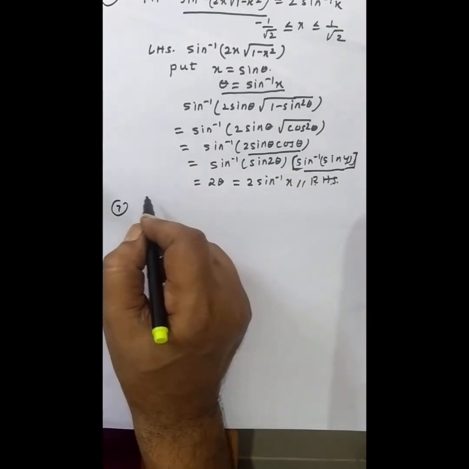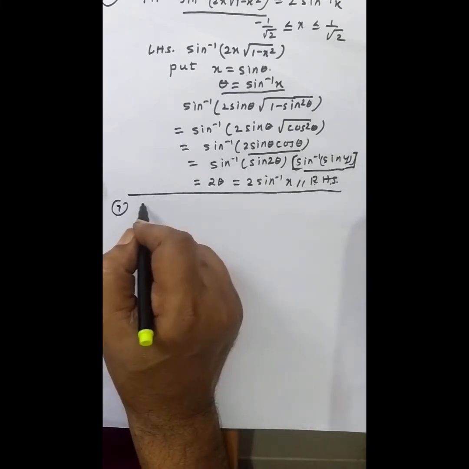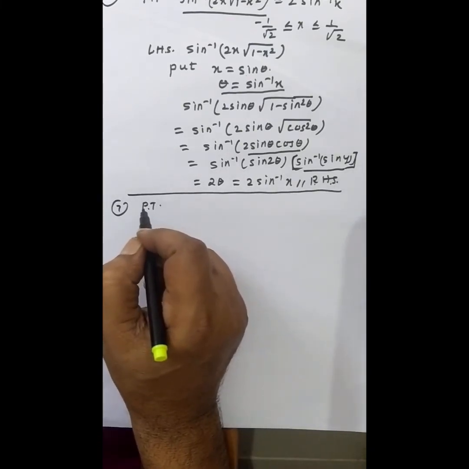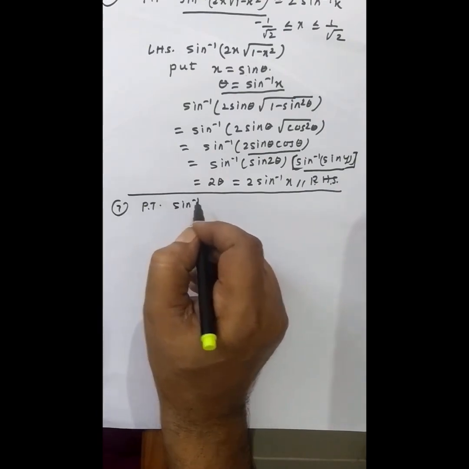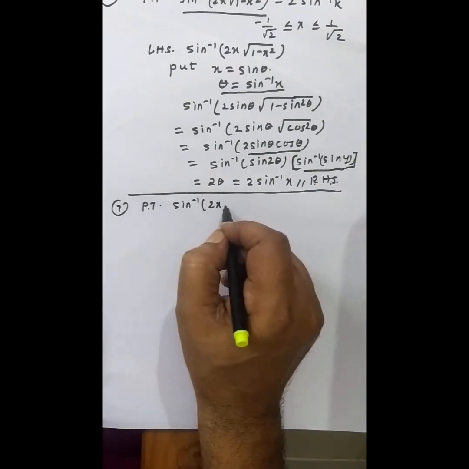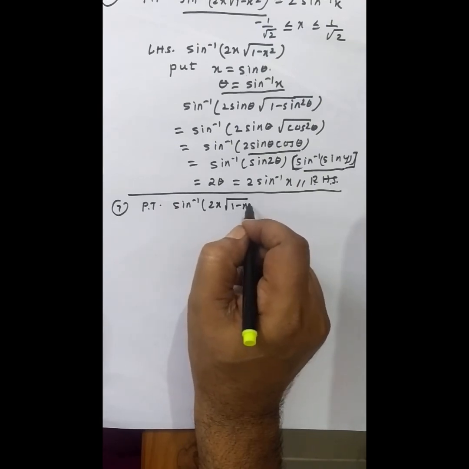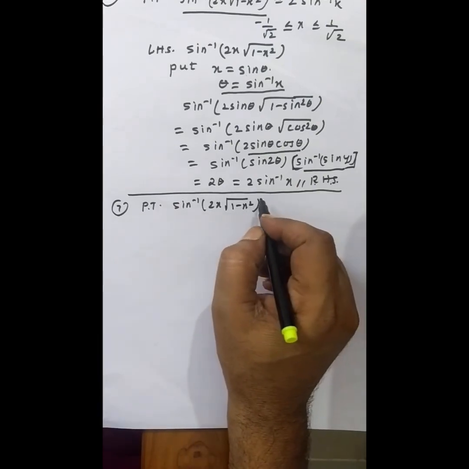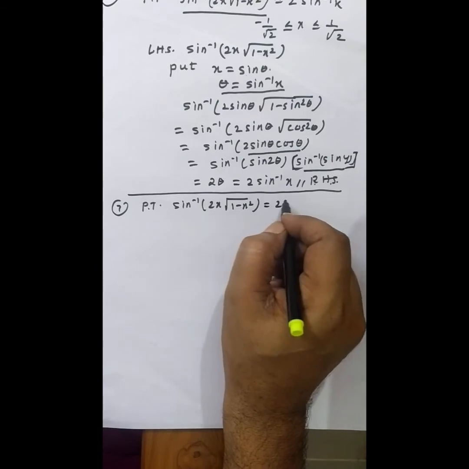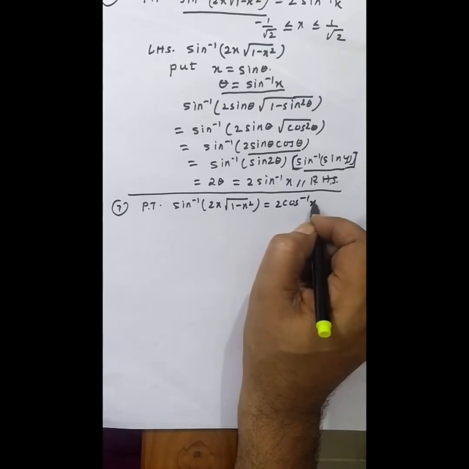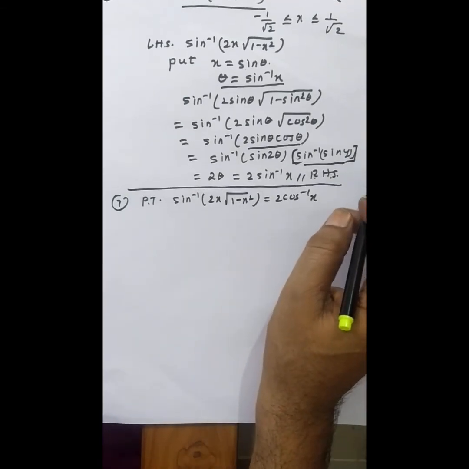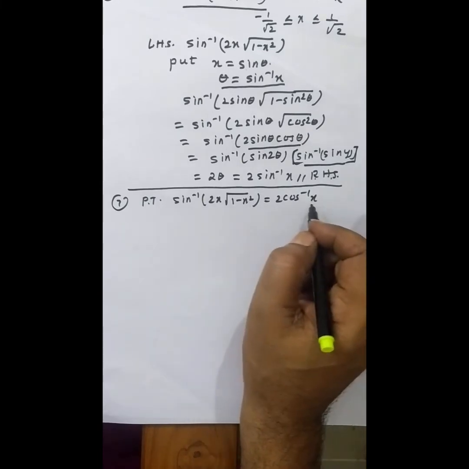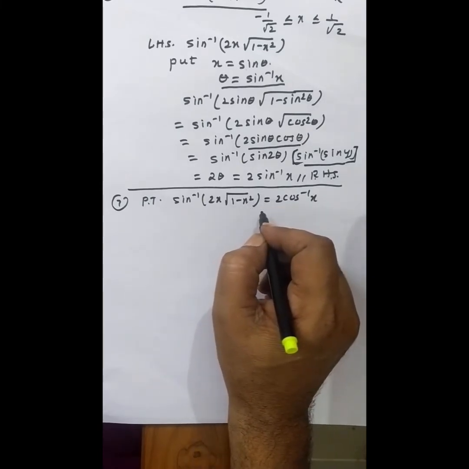So prove that sine inverse of 2x into root of 1 minus x square equals 2 times cos inverse of x. Sine inverse of 2x into 2 times root of 1 minus x square equals 2 times cos inverse of x. The sum is the same, and the left hand side is the same, but the right hand side is different. Here the condition is different.